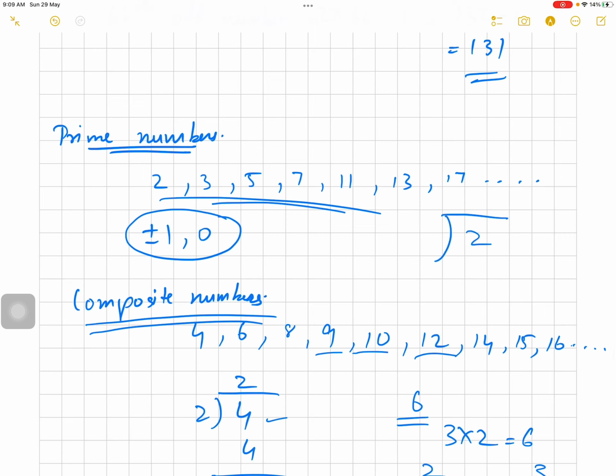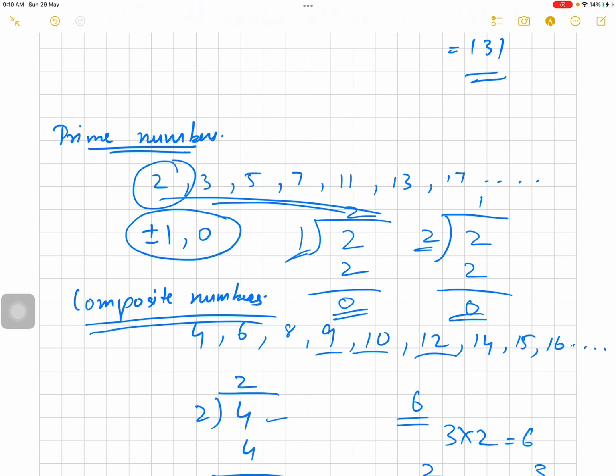So 2 is divisible only by 2. 2 1s are 2, right? So it is divisible by itself or by 1. 1 2s are 2. So here 2 is divisible by 1 and itself. That's it. No other number. It is not divisible by any other number. So that's why 2 is a prime number.